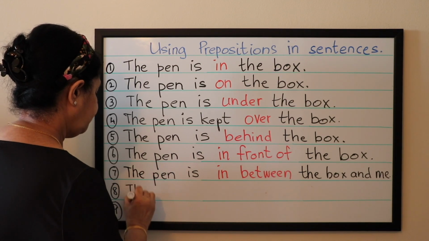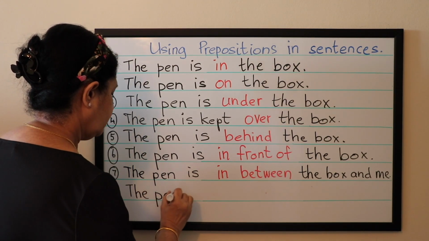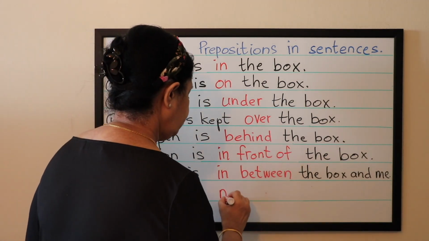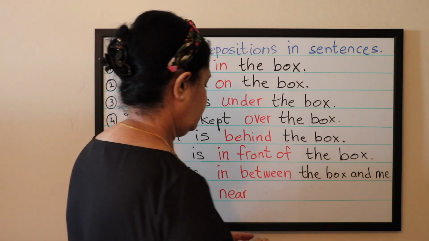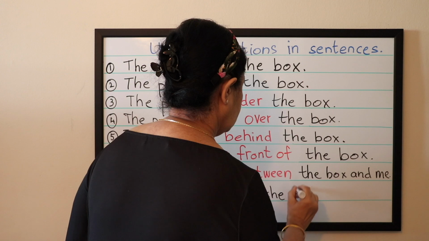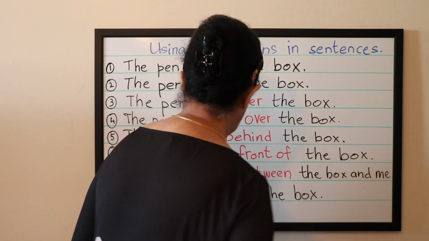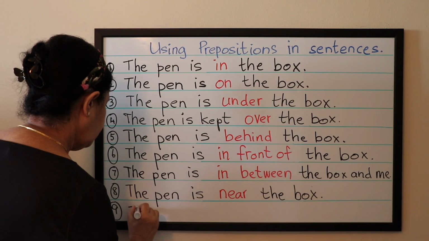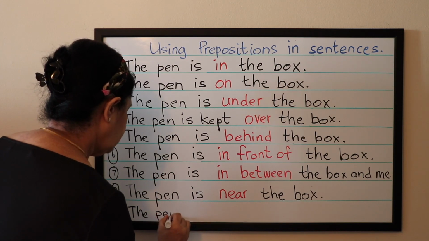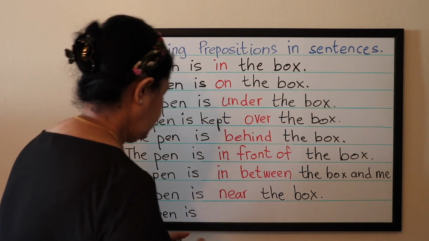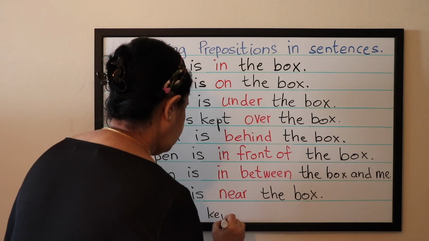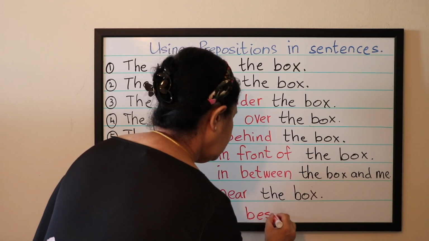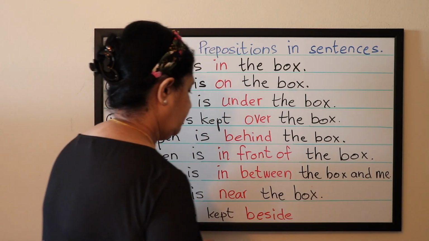Next one, near. The pen is near the box. The last one is beside. The pen is kept beside the box.